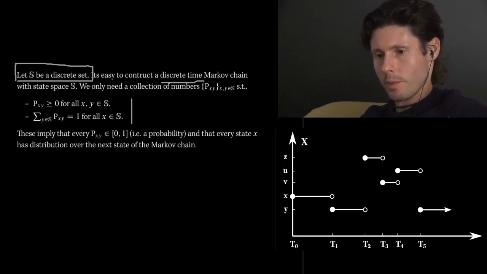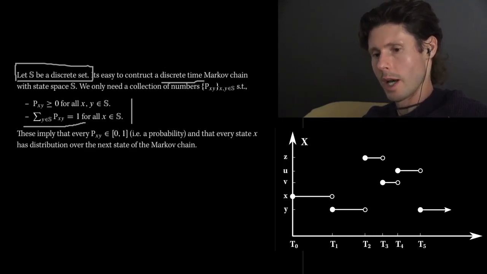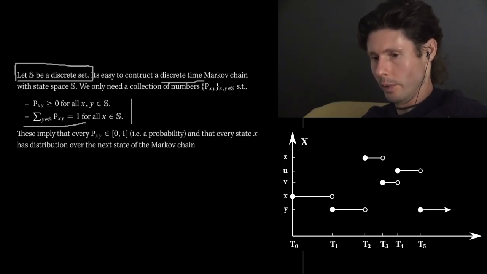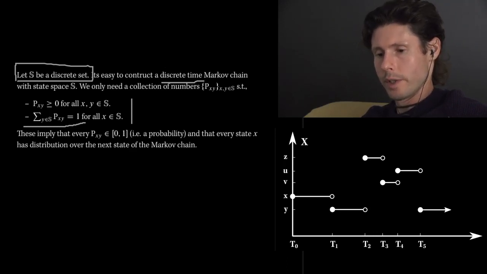These one-step transition probabilities have to be non-negative. They're probabilities, so of course they have to be non-negative. And every state x will have a distribution over the next state. So when you sum up over the next state y, you better get 1, meaning the Markov chain has to go somewhere from state x. And maybe it goes back to the state itself, so y can equal x. But that distribution for every state or the next state has to be there. And these two conditions both imply that every p_xy is also less than 1, so greater than 0, less than 1, and therefore it's a probability.